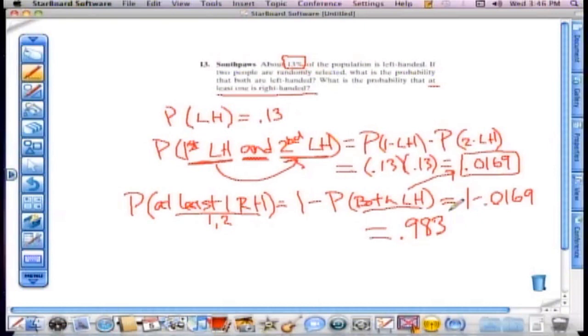You could just round that to 3 significant digits if you want. So 0.983 is the probability that at least one of them is right-handed, which makes sense, because the probability of them both being lefties is so small. Okay? So, let's go on.